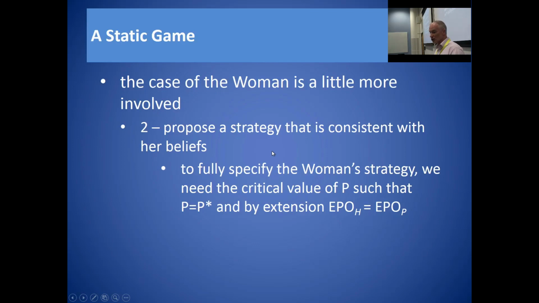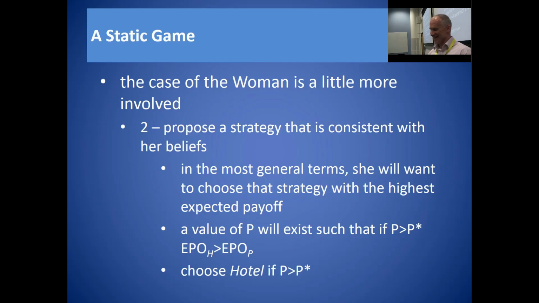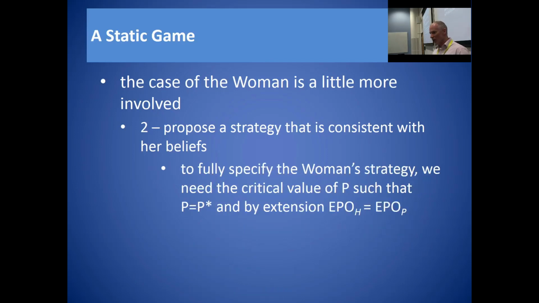We now need to propose a strategy that's consistent with her beliefs, and that strategy will depend upon that crucial value of P star. If the value of P is greater than P star, she will always choose to go to the hotel. If it's less than P star, she will always choose to go to the party. So, how do we find that then?